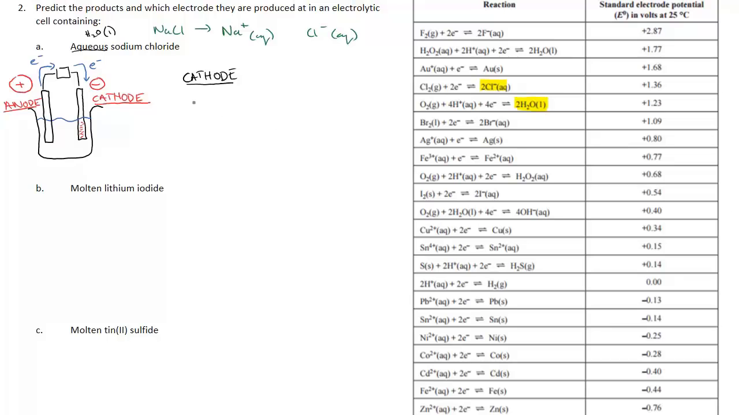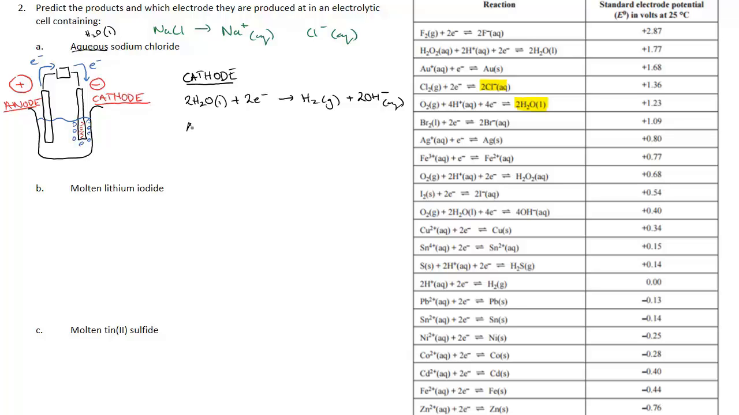So I'll just write it out. We have two waters within the solution gaining 2 electrons off this cathode here and forming hydrogen gas and 2 hydroxide ions. So you've got hydrogen gas that will be bubbling around here, and that will be the formation of hydrogen gas at the cathode.